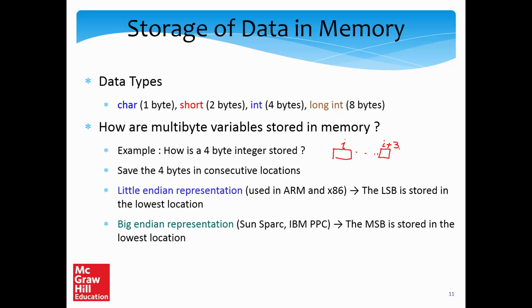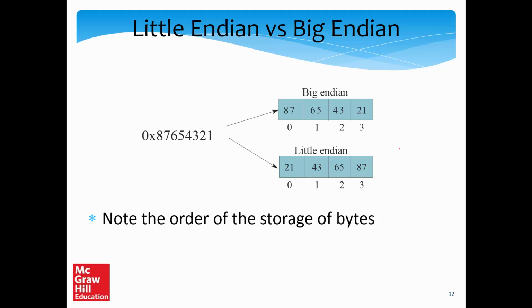There are two ways in which we can store data. One is called a little endian representation. This is used in the ARM and x86 family of processors. Here the least significant byte is stored in the lowest location. We shall see a visual depiction of this on the next slide. Then we have the big endian representation used by Sun Spark and IBM Power PC. Here the most significant byte is stored in the lowest location. So let's take a look at examples of this.